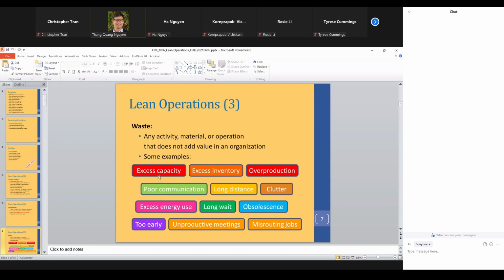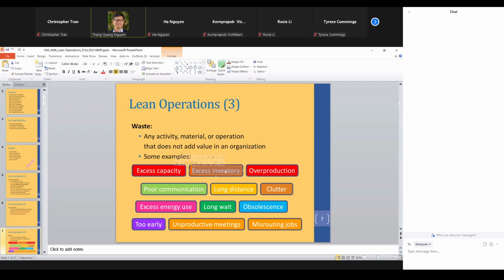First, excess capacity. If we have a very large restaurant that can serve 100 customers at the same time, right? But at most we only have 50 customers. So in a sense, we already have more than enough capacity. And that's a form of waste because we invest a lot of money in our restaurant to have 100 seats, but then 50 seats are underused, right? So we are wasting our investment money.